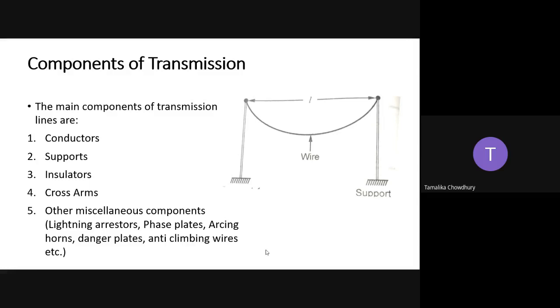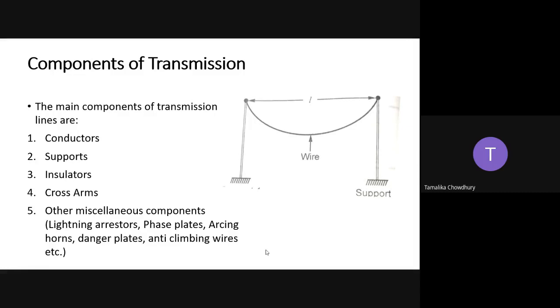So the main components of transmission lines are conductors, supports, insulators, which are obviously not visible in this diagram, and the cross arms. There are other miscellaneous components also in transmission lines: lightning arresters, phase plates, arcing horns, danger plates, anti-climbing wires. These are miscellaneous, meaning they fall under others. Apart from that, the main components of overhead transmission lines are the conductors, supports, insulators, and cross arms.